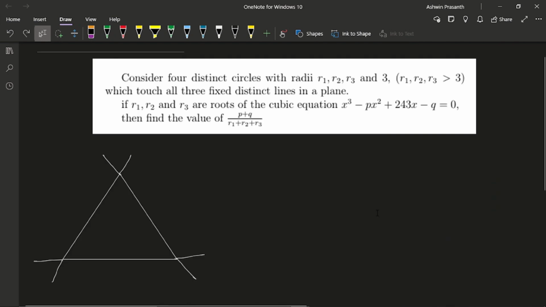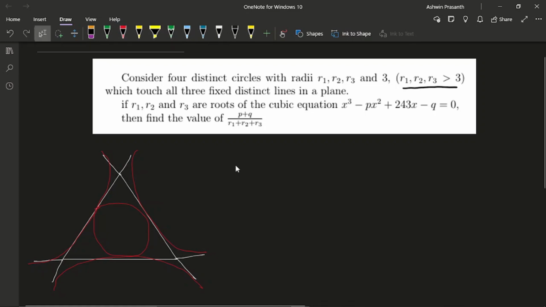Now here's my solution. First of all, if you try drawing circles such that they touch three distinct lines, you would have noticed that the only possible case is when these three lines form a triangle and the circles are such that one of them is the incircle of the triangle and the other three are the excircles. So basically they'll be somewhat like this. I'm not drawing the whole circles because they'll be very large. I think you can even see by observation that these excircles will be larger than the incircle. And since we know that r1, r2, r3 are greater than 3, we can say that r1, r2, r3 are the exradii and 3 is the inradius.